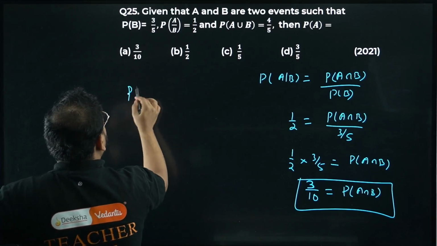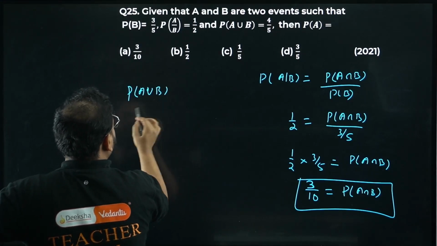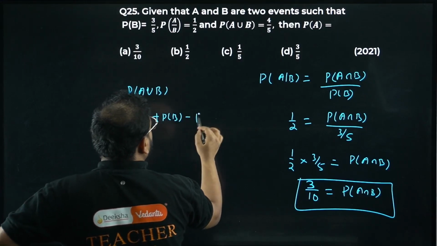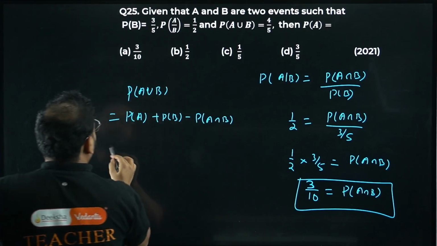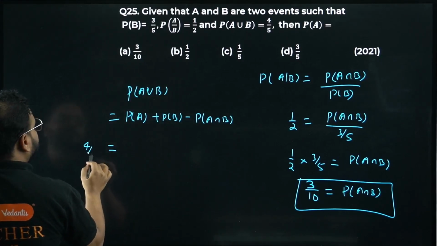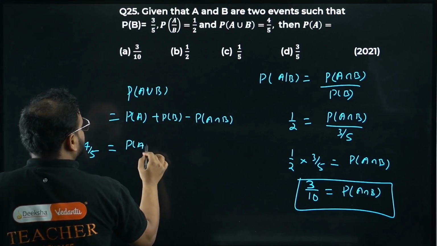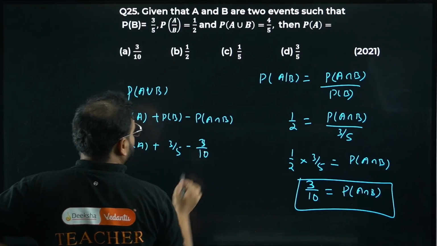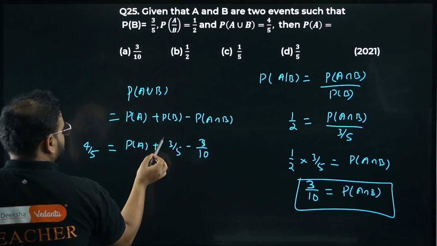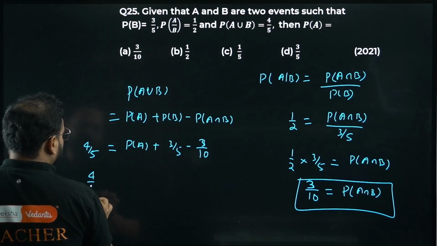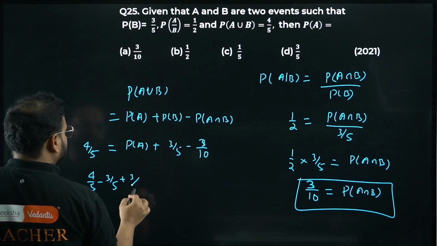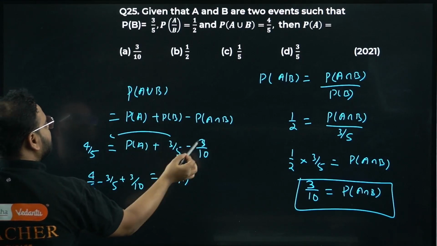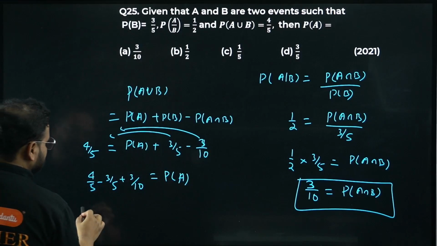A union B is given as, we know this value, P(A) plus P(B) minus P(A intersection B). So we have P(A union B) given as 4 by 5. This is unknown, so P(A) as it is, plus P(B) as 3 by 5 minus 3 by 10. I can bring both of these on this side. I'll have 4 by 5 minus 3 by 5 plus 3 by 10 as P(A). I'm moving both on this side, so minus 3 by 5 and plus 3 by 10. LCM will be 10 only.